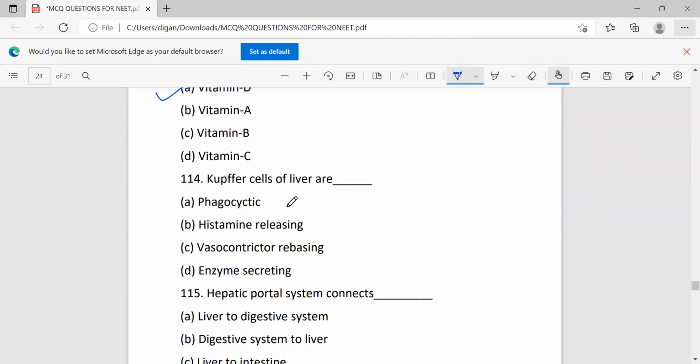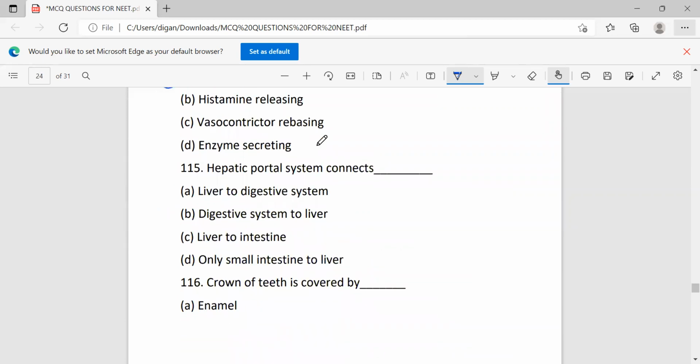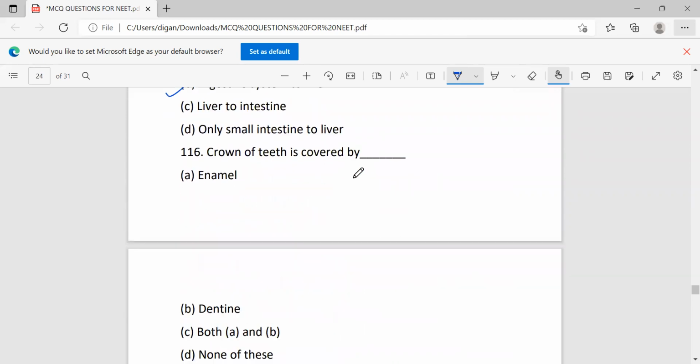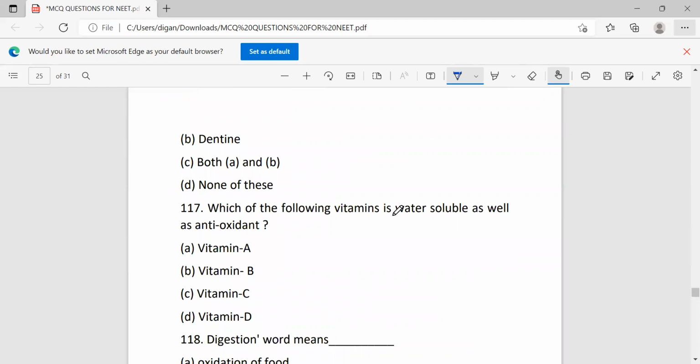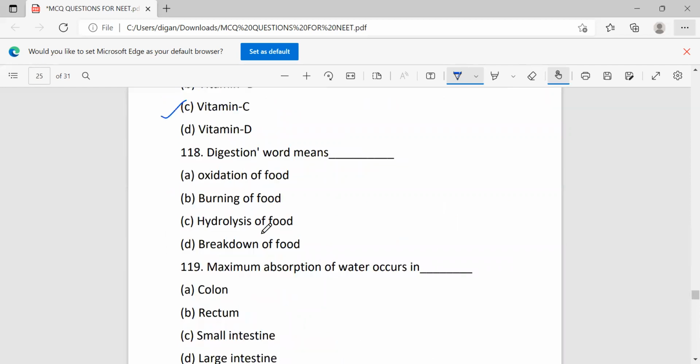Kupffer cells of liver are? For question number 114, correct option is phagocytic. Hepatic portal system connects what? For 115, correct option is digestive system to liver. Next, the crown of teeth is covered by enamel. Which of the following vitamins is water soluble as well as antioxidant? For 117, the correct option is option number C, vitamin C.